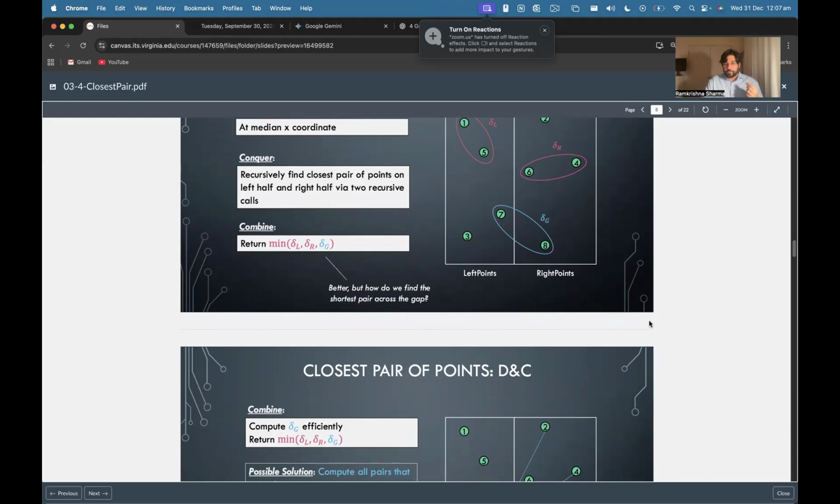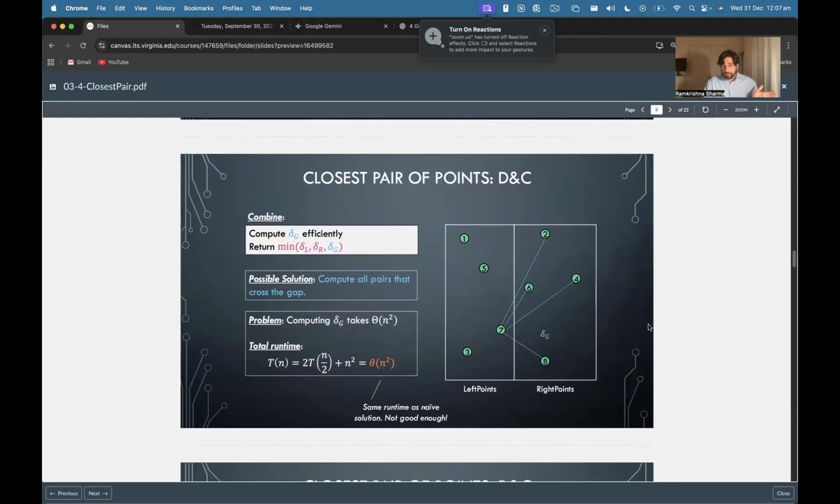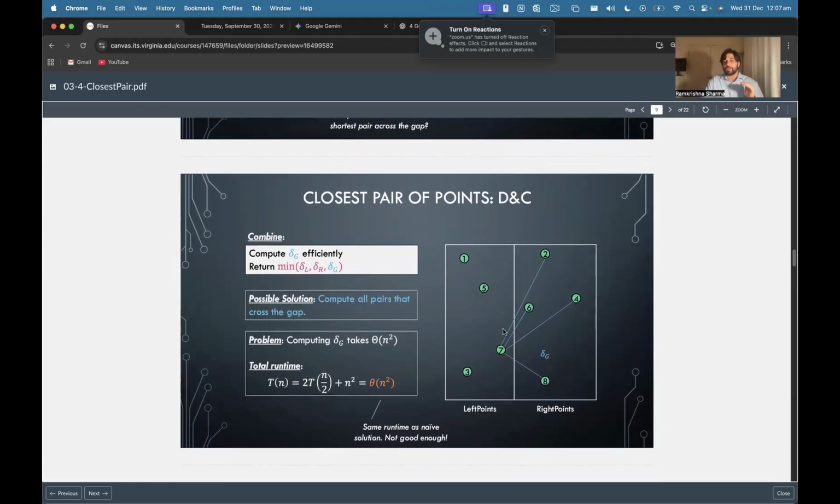Now, again, in order to do that, you would have to compare every point on the left with every point on the right for each point to take that into consideration. And so we actually don't end up improving the runtime. This actually kind of even complicates things more than what we originally had before.